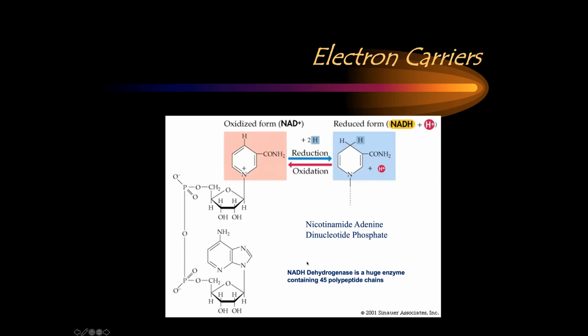So this just shows you the structure of NADP. It's a very complex molecule. It's a huge enzyme. It contains 45 polypeptide chains. A little hard to imagine that, but so be it. So it can be either oxidized, NAD plus, in this form, or reduced where it takes on an extra pair of hydrogen atoms or protons.